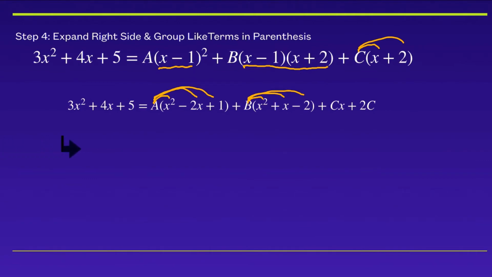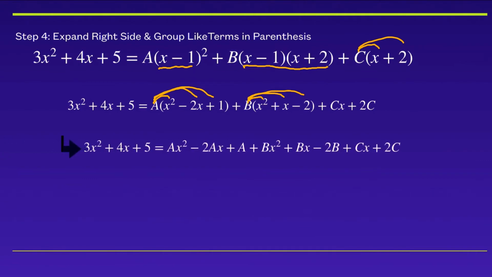And this is what we're going to have. You're going to wind up having 3x squared plus 4x plus 5 equals ax squared minus 2ax plus a. Again, after we multiply all this, this is what you get. And then we're going to take care of the second grouping of parentheses here. We're going to have bx squared plus bx minus 2b. And then we just brought down the cx and then the 2c.